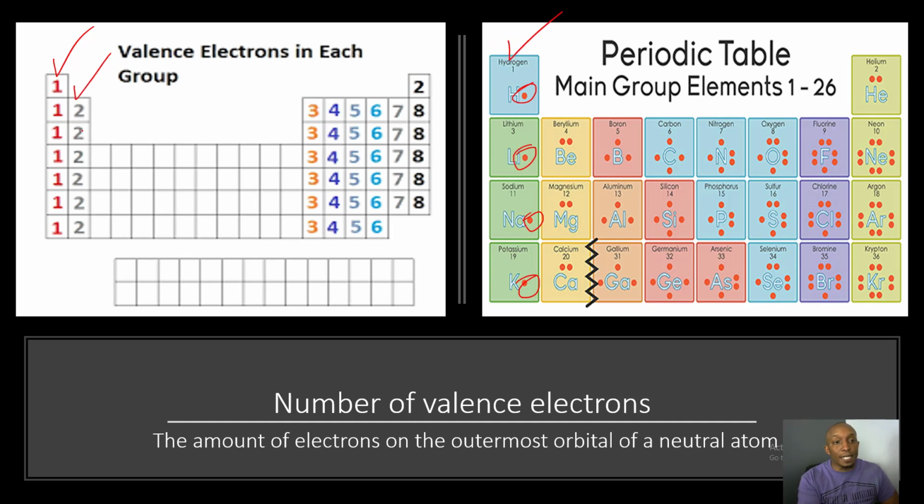Then if we move to our second column, all these elements have two valence electrons. So let's take a look at this. We have beryllium with two, magnesium, and calcium, and all three of them only have two valence electrons.